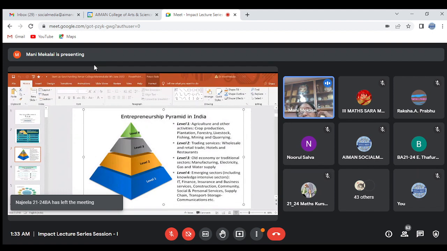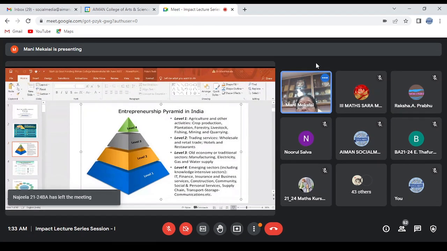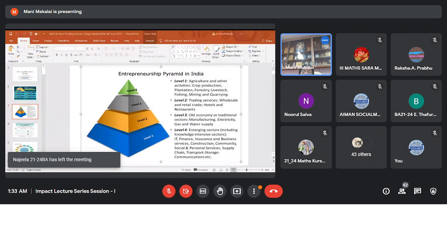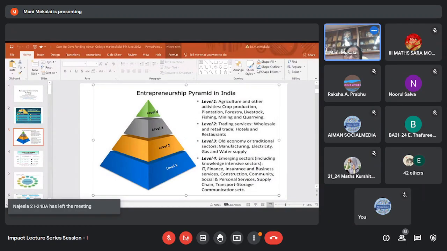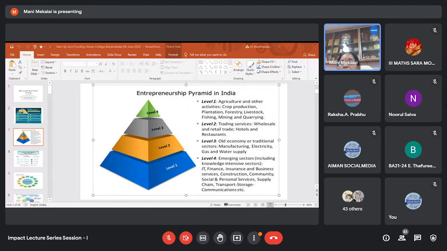Then level 3 is the old economy or traditional sectors, where manufacturing, electricity, gas and water supply. These are all very important infrastructure required inputs, and therefore they were there since humankind emerged on this planet Earth, and therefore they are called the old economy or traditional sector.